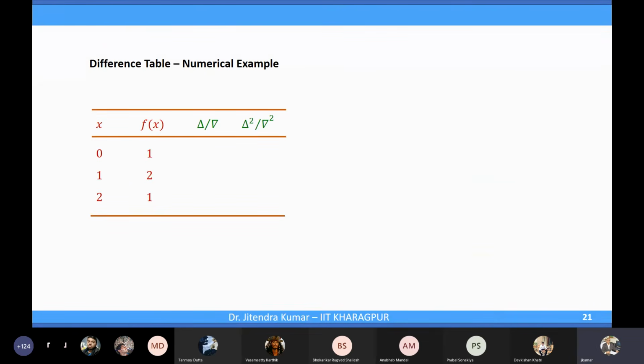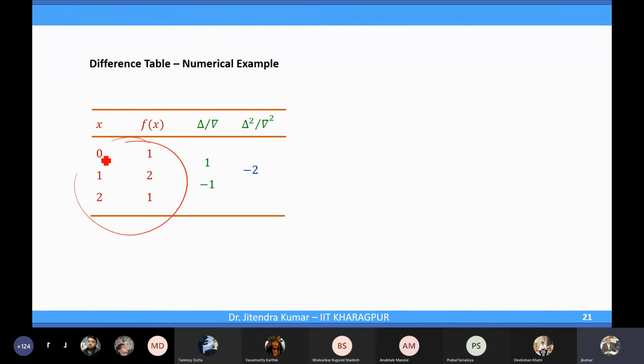So for instance, just a numerical example to prepare the difference table. You have x values 0, 1, 2, then f(x) values 1, 2 and 1. So the first order difference, whether forward or backward, we have seen the same thing. 2 minus 1 is 1. 1 minus 2 is minus 1. Further, minus 1 minus 1 is minus 2. So we have prepared the table.